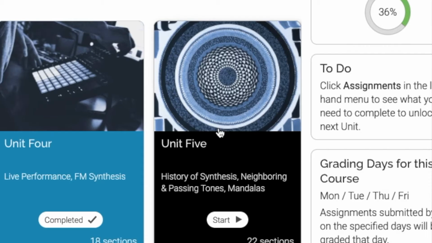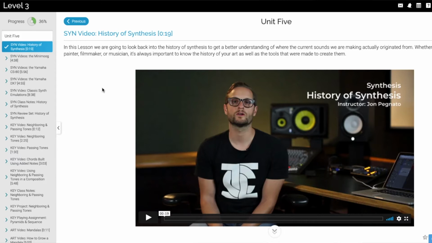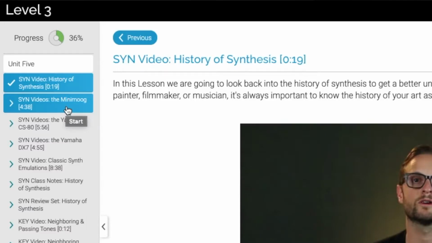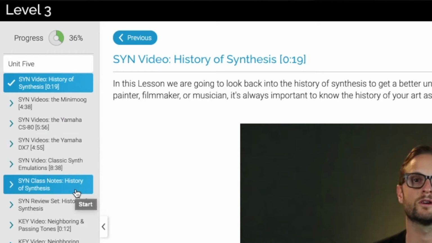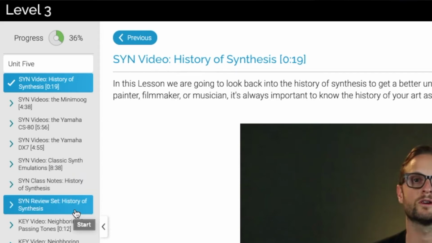So here we go. History of synthesis, neighboring and passing tones, mandalas. Starting off Unit 5 with synthesis classes. In this lesson, we are going to look back on the history of synthesis to get a better understanding of where the current sounds we are making actually originated from. Synthesis classes are the Mini Moog, the Yamaha CS80, the Yamaha DX7, classic synth emulations, and then the class notes on history of synthesis, followed by a review set on the history of synthesis.